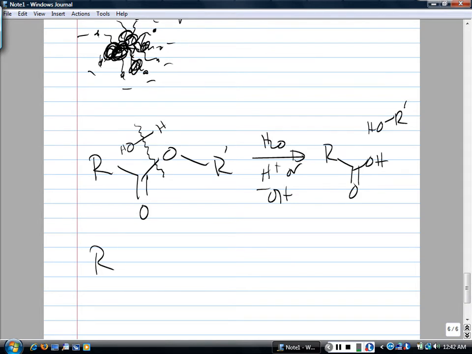There is an alternative, which is the reaction may go instead by cleavage of the alkyl O bond. So either I'm going to cleave the bond between the O and the acyl carbon, as above, or I'm going to cleave the bond between the O and the alkyl carbon. And both of those would give rise to a carboxylic acid and an alcohol. So the question is, which one do we get?